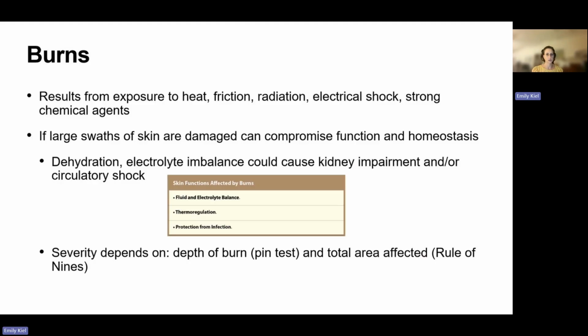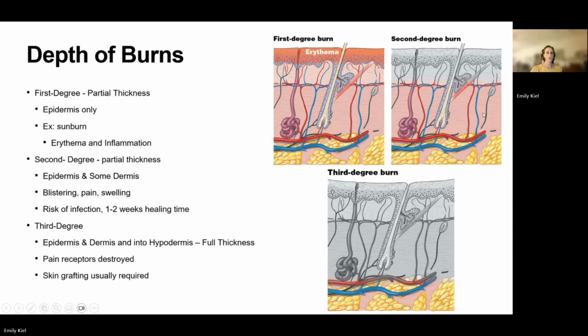The severity is going to be categorized based on the depth of the burn, which is where you have a pin test, and the total area affected, which is called the rule of nines. So we classify by the depth of the burn. A first-degree burn is only partial thickness. It's just the epidermis, so you've got it right here. An example might be sunburn. You'll have some erythema, which means redness. You'll have some inflammation, but it's just involving the epidermis.